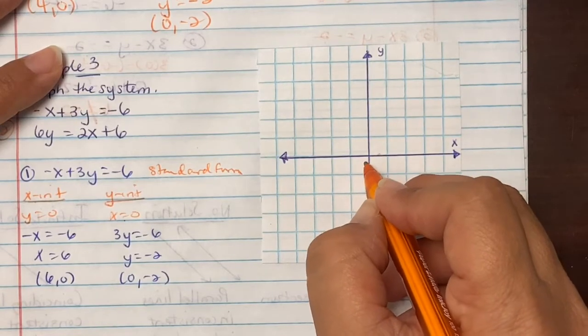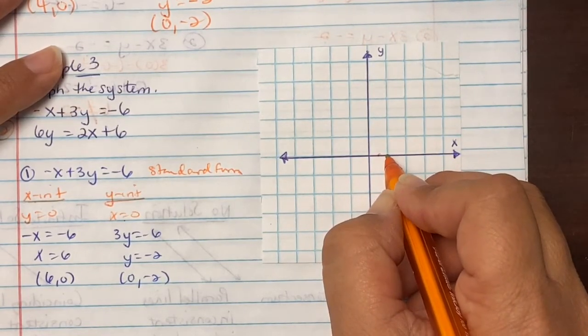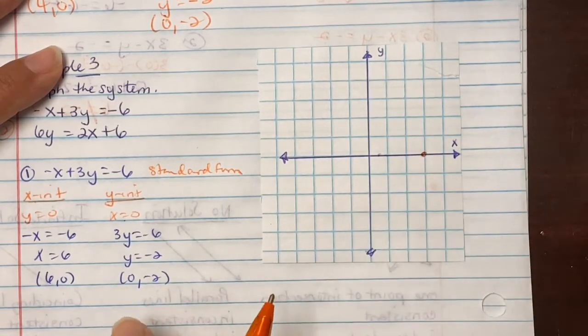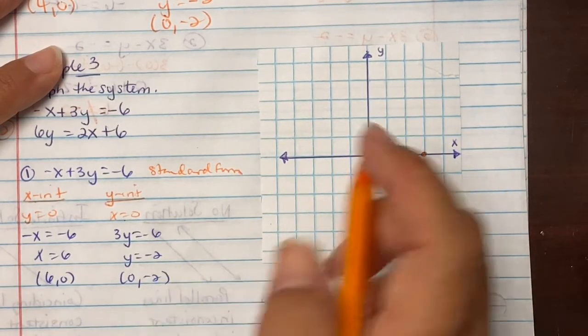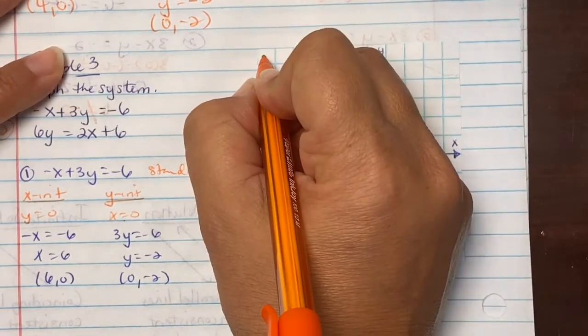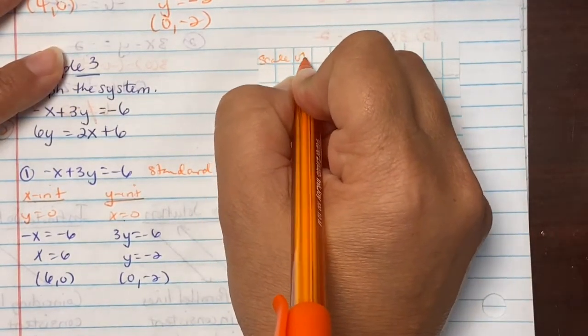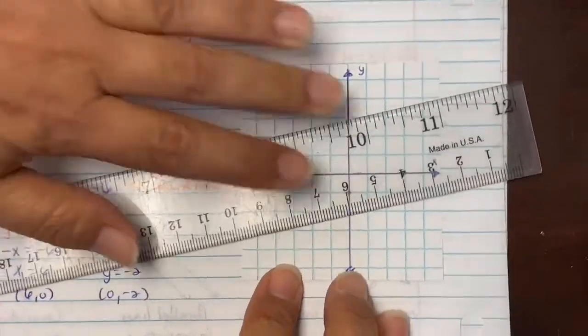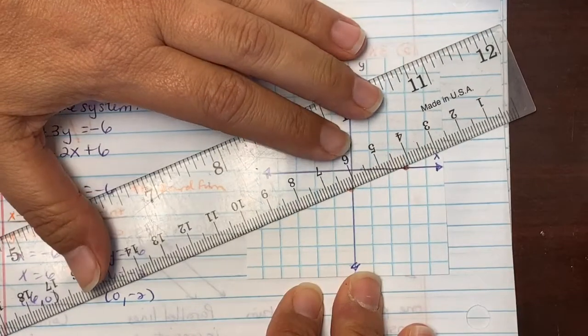I'm going to go in increments of 2 here. 2, 4, 6. And then our other one is at 0, -2. So 0, -2 is here. Remember, I'm using a scale of 2 on this graph. We sketch our line.